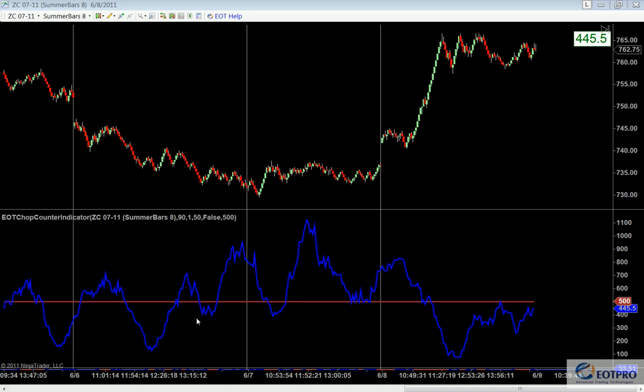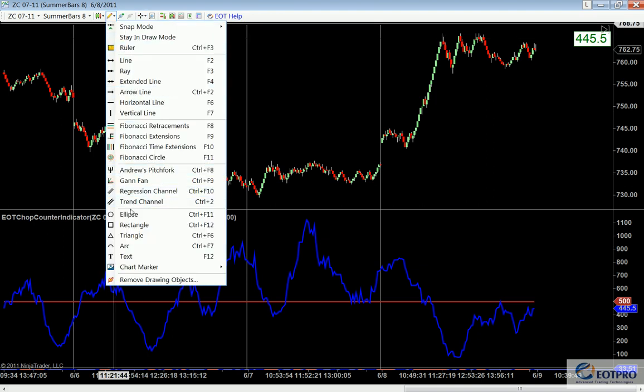You know, Eotpro, we've done a lot of work on chop. Chop has traditionally always been very, very difficult to detect. And actually, in all seriousness, chop is easy to detect. It's getting the breakouts that are not easy to detect. So when this indicator is above the red line, it's telling us that we're choppy and perhaps that you don't want to trade during that time.